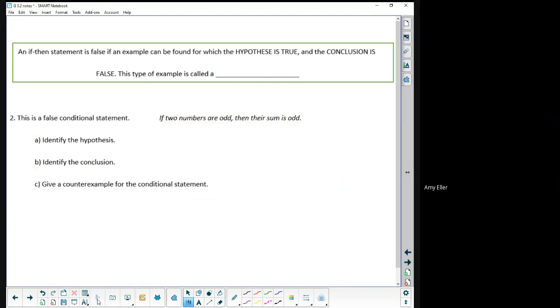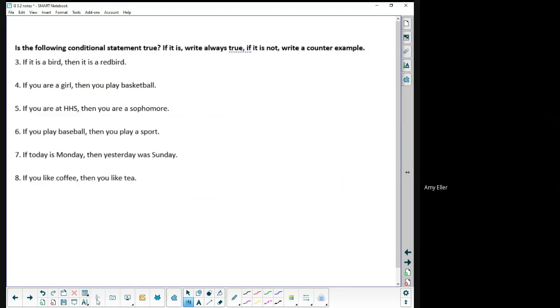Let's do some more counterexamples. 3 through 8, I'm going to let you try it by yourself. Here's the directions. Is the following conditional statement true? If it is true, write always true. If it is not, write a counterexample. No sentences. Always true or a counterexample.